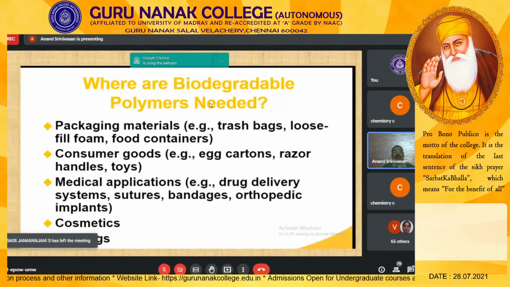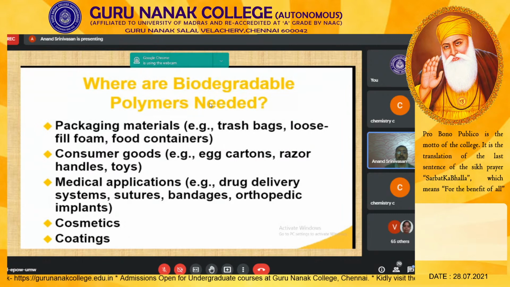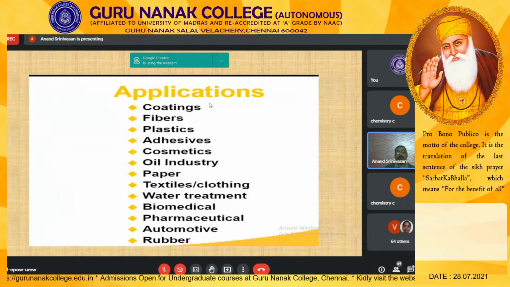As I told you, from the previous slides, you have witnessed the applications of various biodegradable and bio-based polymers. They find application in the form of trash boxes, loose film foam, and food containers. In case of consumer goods, they are used as razor handles, toys. In case of medical applications, you can see they are used for drug delivery, sutures, bandages, and orthopedic applications, and they do find application in cosmetics and coatings as well. So you can see the application starting from coatings to rubber industries. You have plenty of applications by your bio-based and biodegradable polymers.